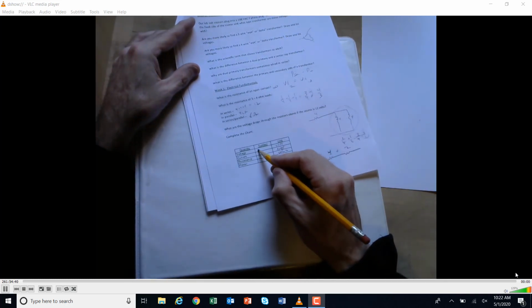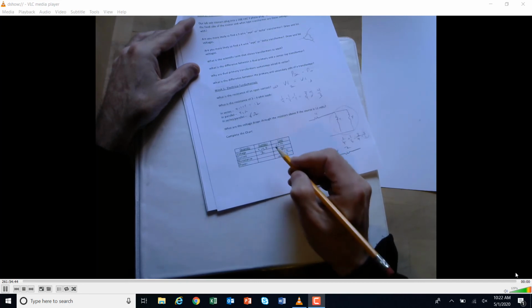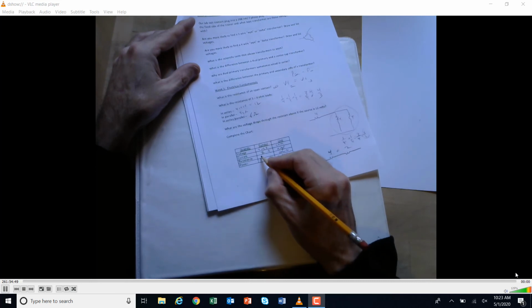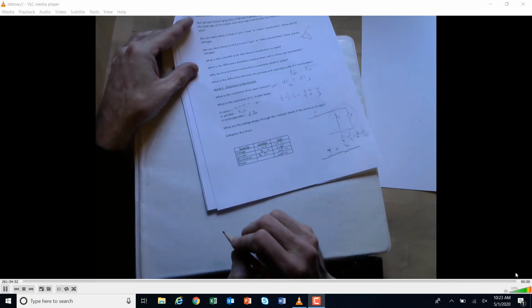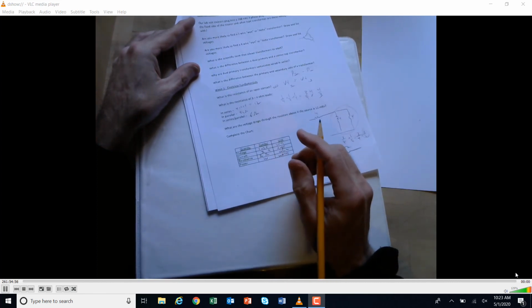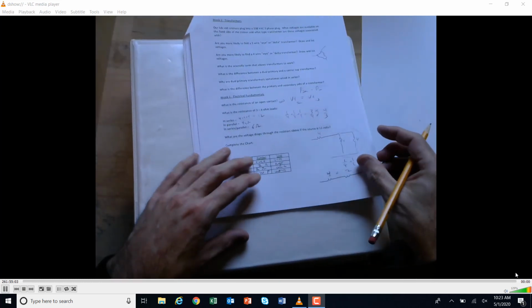And the symbol would be V or E. Current would be I. How about that? You might get A on there, I or A. Resistance would be R, or maybe the upside down horseshoe. Or power would be watts. The symbol would be P or W, right? W or P, that's what you might see, okay? That's just a review from 108.